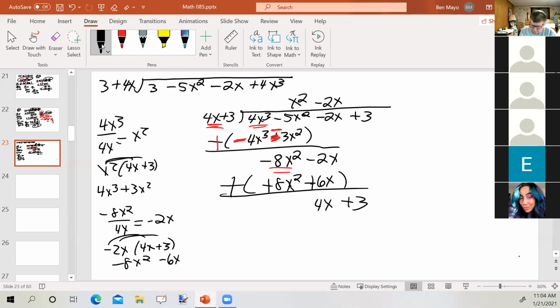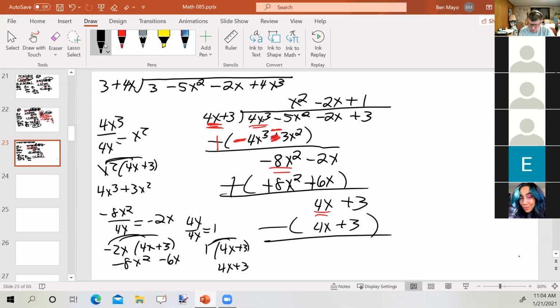Bring down the next term. Leading term inside divided by leading term outside. 4x divided by 4x is 1. 1 times 4x plus 3 is 4x plus 3. Subtract that from what's up above. Change it to addition of the opposite and we get 0 remainder. So there's the answer. Any questions there?